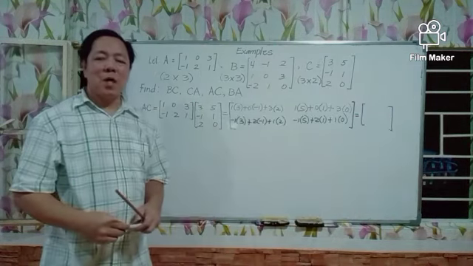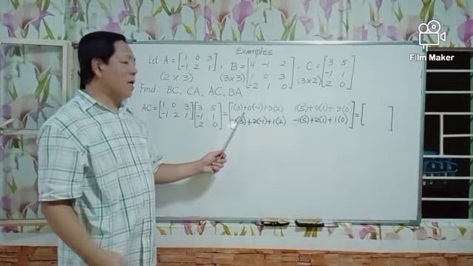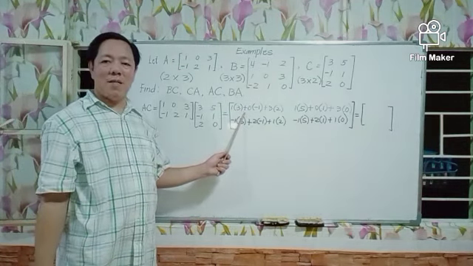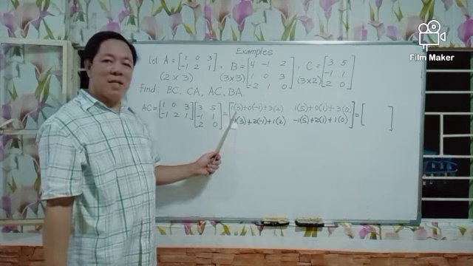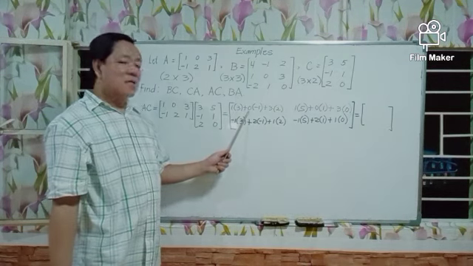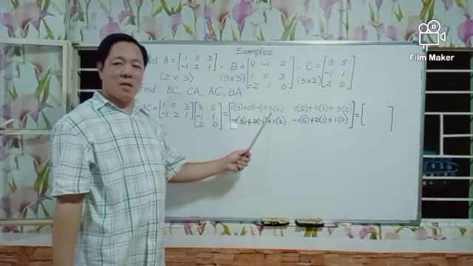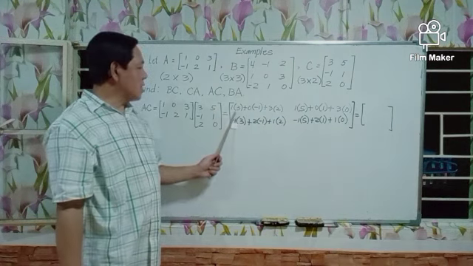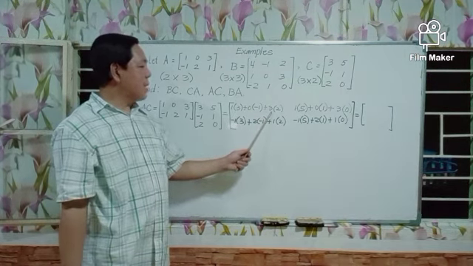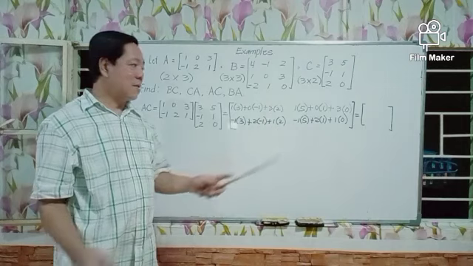And we perform the operations, multiplication and addition, to simplify the entries. 1 multiplied by 3 is 3, plus 0, plus 6. Or 3 plus 6 is 9.